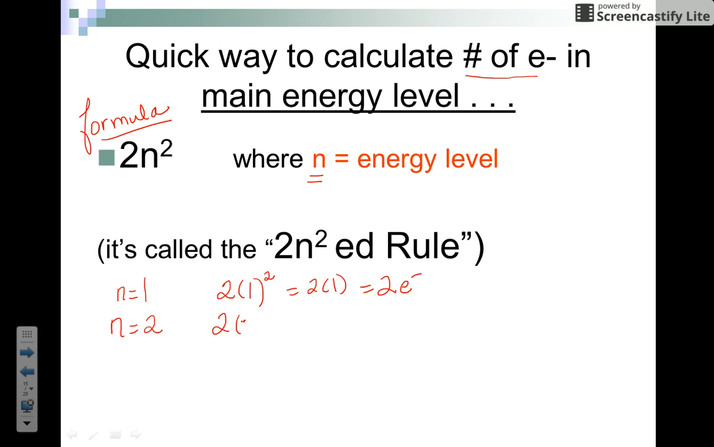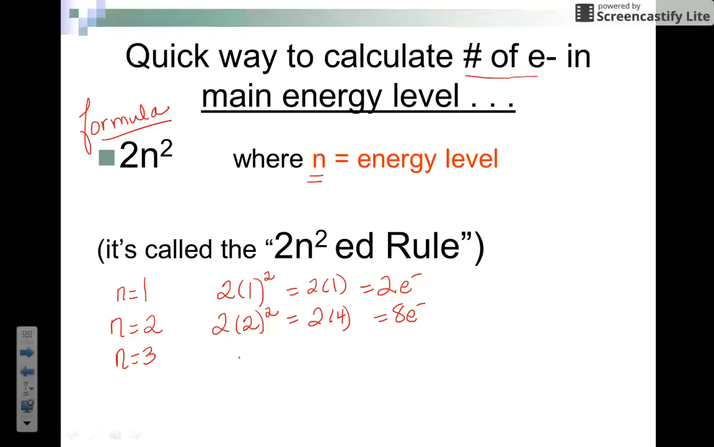Let's look at the second energy level. Plug it into the 2n squared rule, 2 times 2 squared. That's going to give you 2 times 4, which is 8 electrons. So remember when we were drawing our Bohr models, we could only put 8 electrons in the second energy level. And this is why quantum theory correlates to that.